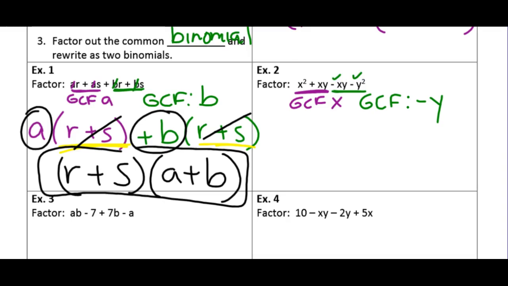So now I'm going to factor out my GCF, factor out the X from that first group. And when I factor out an X, so think about it, I'm dividing by X to both of those, I get X plus Y.